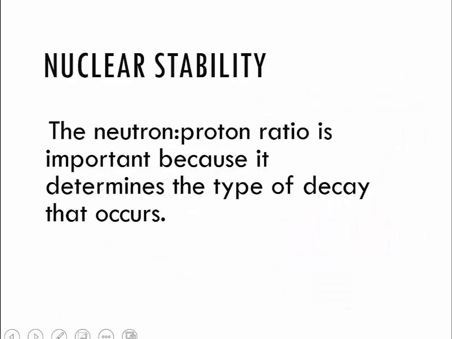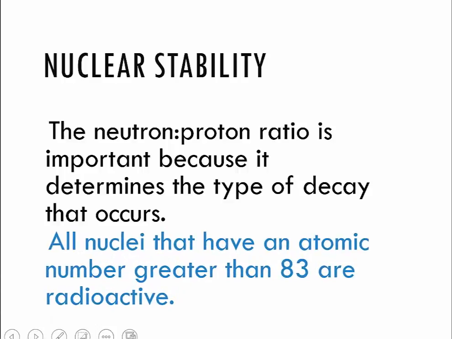The neutron to proton ratio is very important because it tells us what type of decay occurs. So if your neutron to proton ratio is different, it's going to tell you if it's alpha, beta, or gamma decay. All nuclei that have an atomic number greater than 83 are radioactive, meaning that they are not stable. So when you look on the periodic table, anybody with a number over 83 wants to decay into something else.